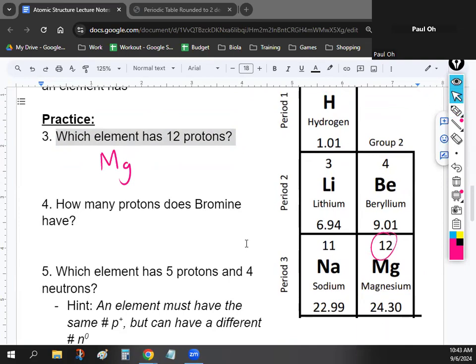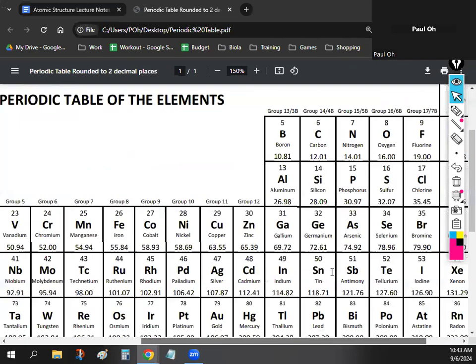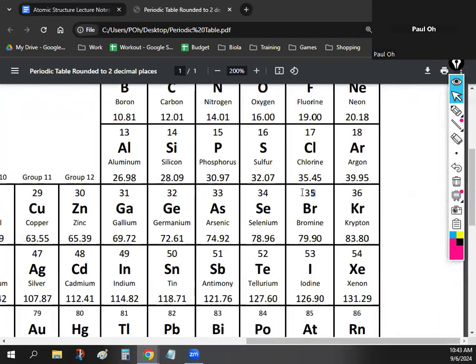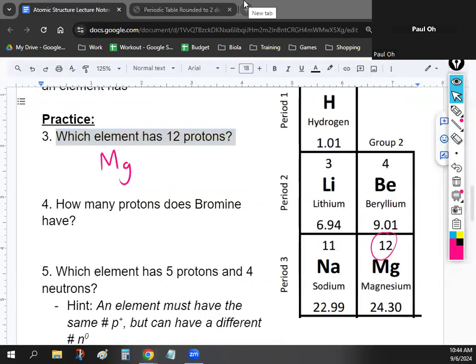All right, let's go to number 4. How many protons does bromine have? So for bromine, we just look for bromine on the periodic table. Bromine is all the way on the right side, and it's going to be Br. Bromine has a 35 on the top, which means bromine has 35 protons. That's it. That's how simple the proton stuff is.